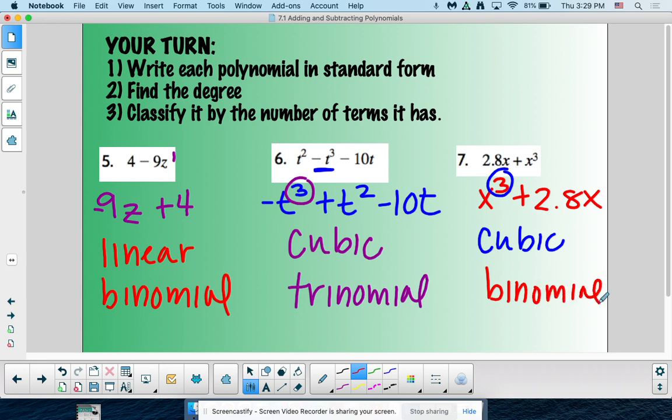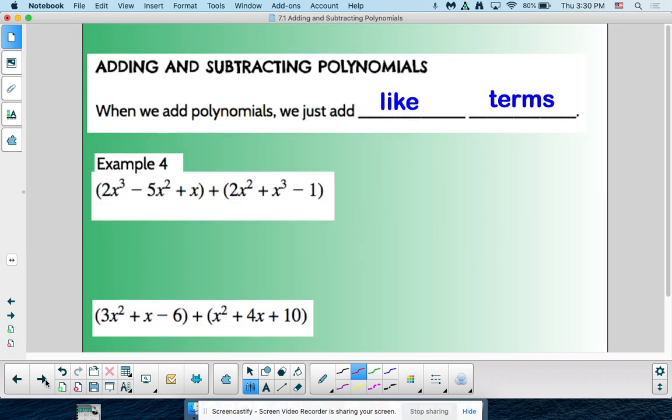Give yourself a gold star if you got those right. And if you didn't, give yourself a gold star anyways. Okay, I will tell you, that first page of this note was a lot of info, a lot to cover. Now, we're going to get into the easier part, the adding and subtracting of these things.